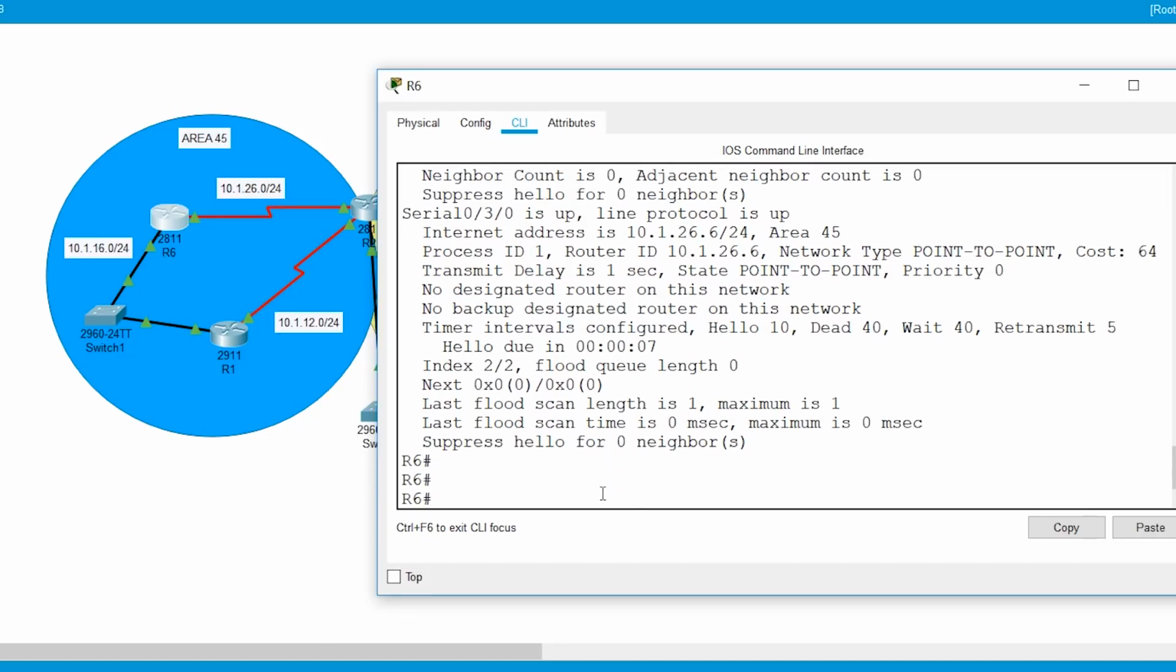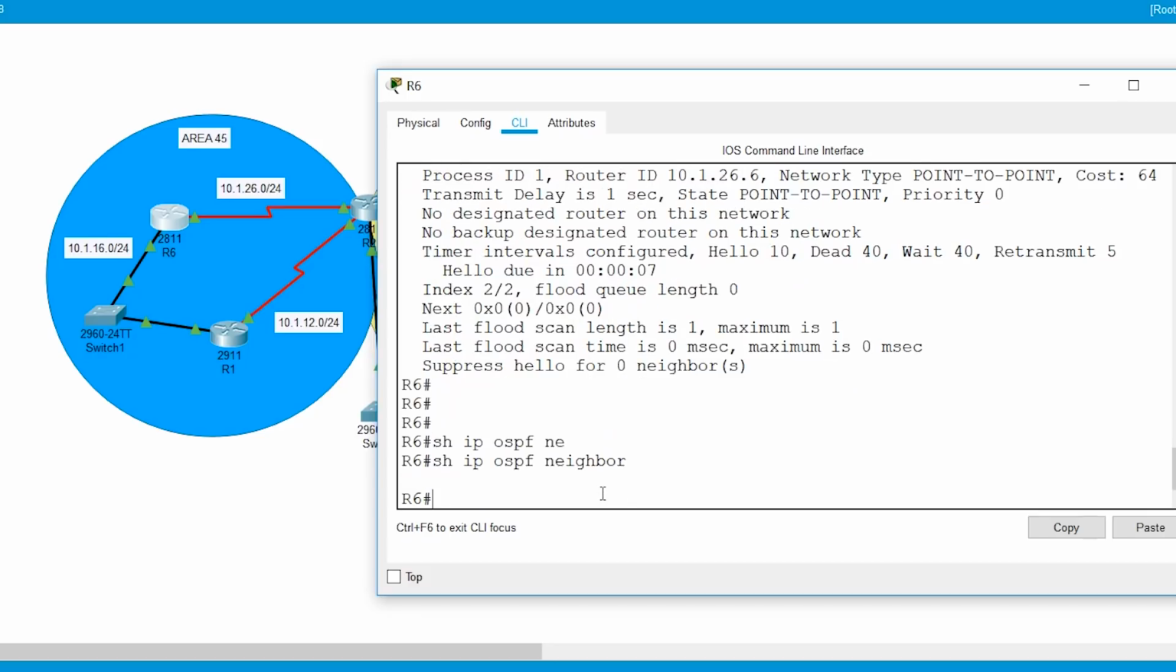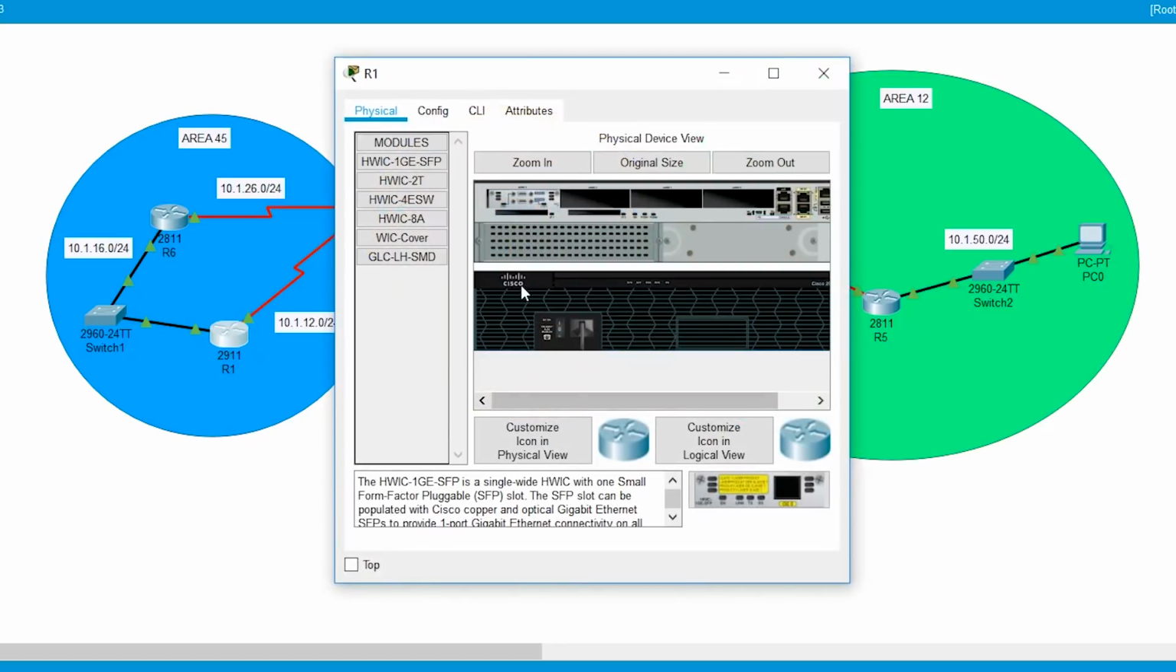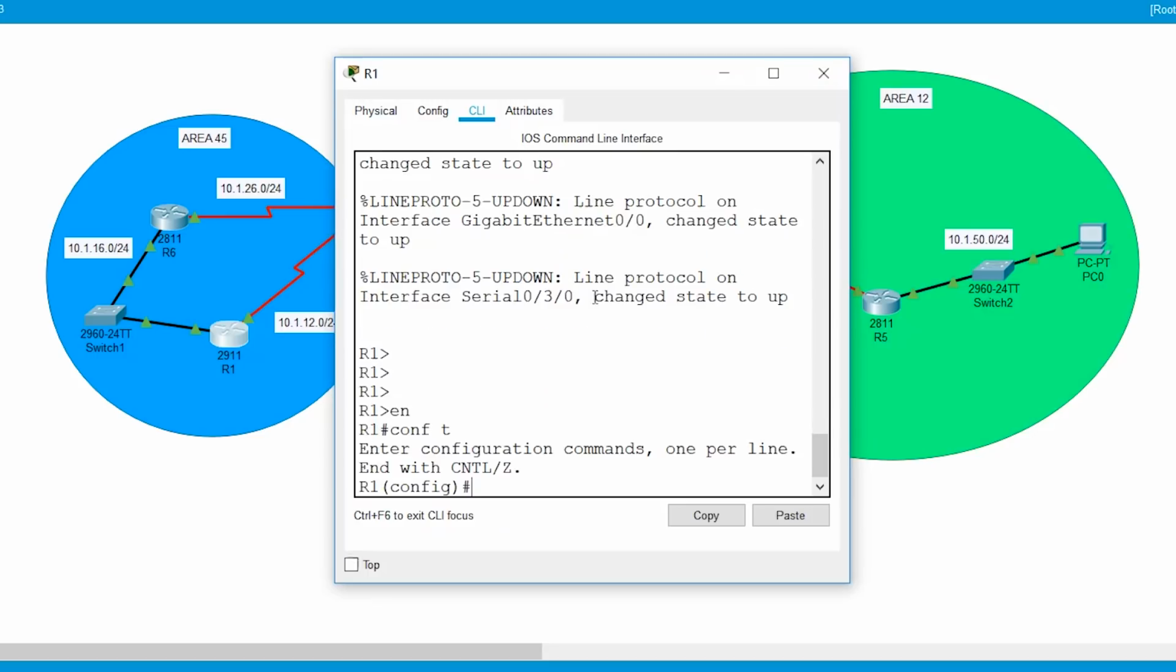We can confirm that. Show IP OSPF neighbor, and we see the neighbor table is empty, which is what is expected. Let's go to router 1 and do the same command. So enable, configure terminal, router OSPF. Now, we made a mistake in one of our last videos where we said process, right? The first video when I explained, and I apologize for that.